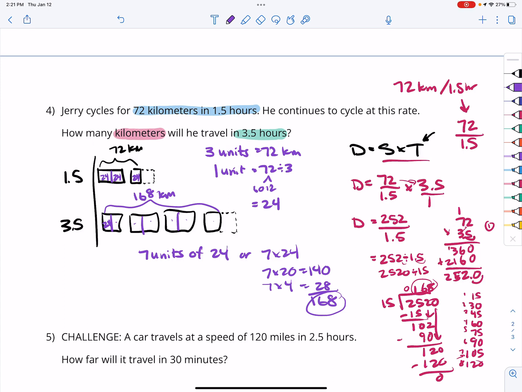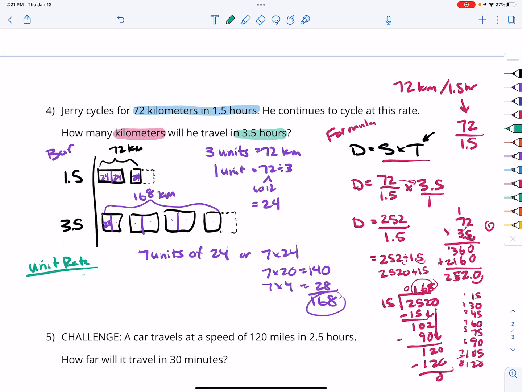That's no good. So that was with a bar model, and here is with the formula. But we do have another option. We could have calculated the unit rate. So I'll do that here.